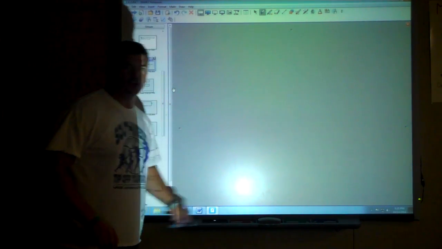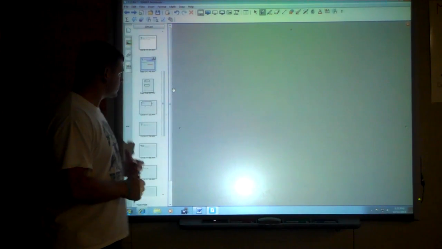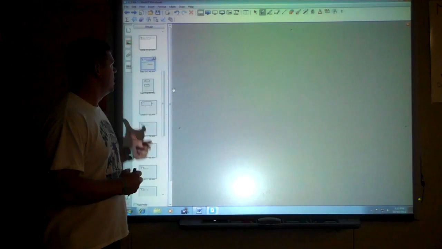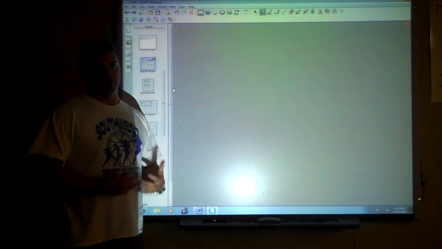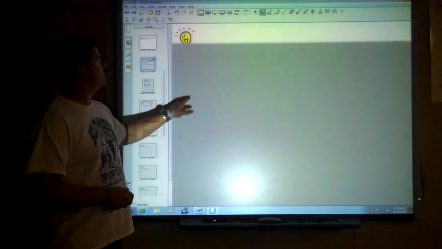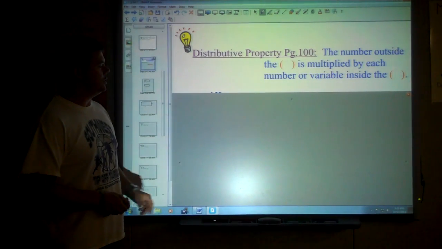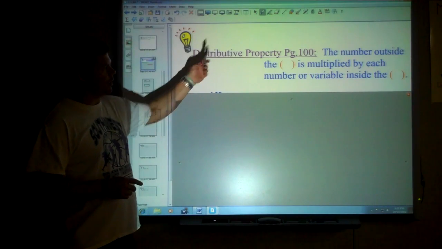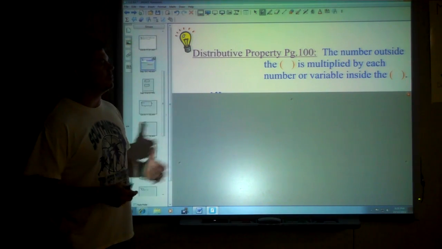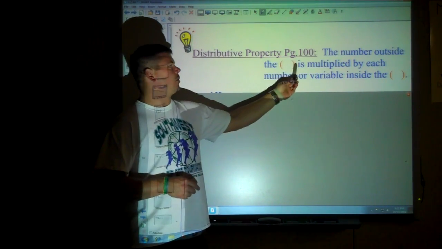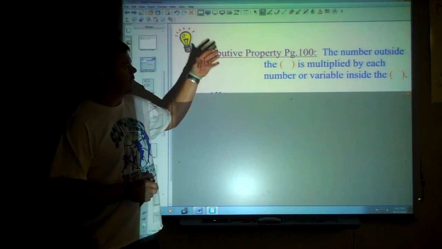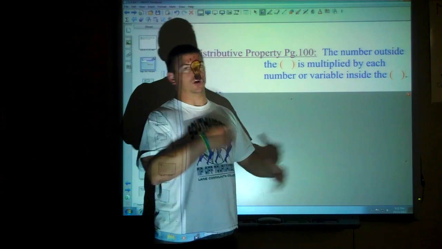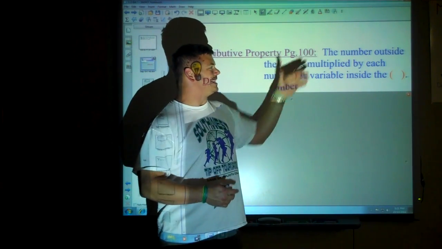Intro Algebra Lesson 2-6A. Now that we have our concept down for multiplication of positive and negative numbers, we can introduce a very important property known as the distributive property. This is used countless times with solving. Basically, it means if you have a situation where there's some parentheses, the number outside the parentheses is going to get multiplied by each of the numbers or variables or combinations of numbers and variables inside the parentheses.